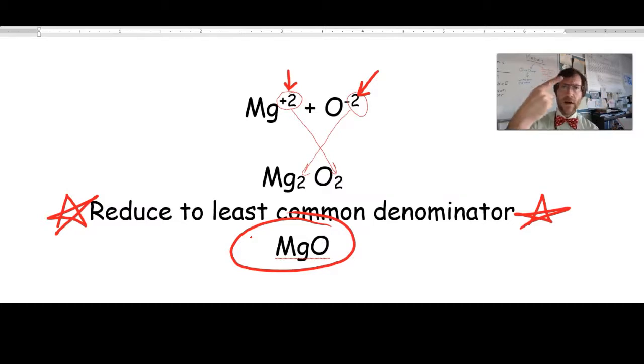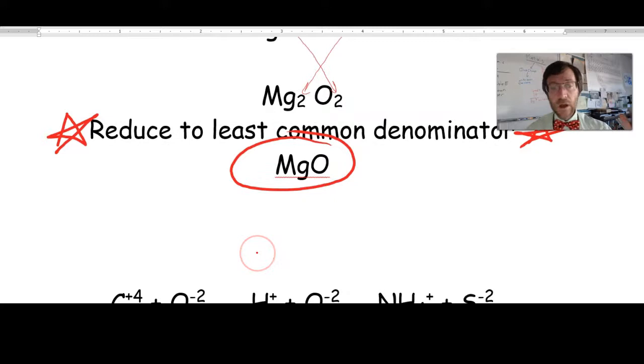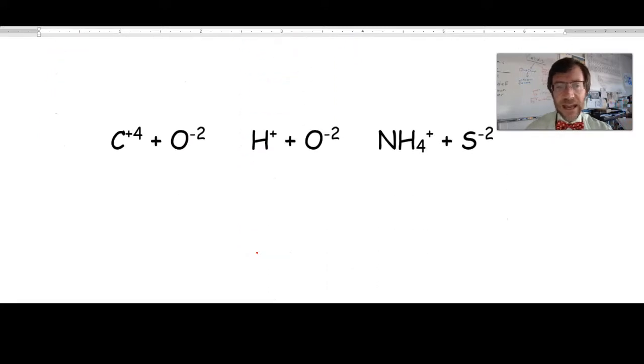Yeah, that's a little better. 1 magnesium to 1 oxygen, right? So you cross over, simplify. And this is the example for why we have to simplify, because sometimes when you do the crossover, the ratio is not quite right, but you just have to simplify it and then everything works out beautifully. So it's crossover and then simplify. Let's give it a shot with these guys.